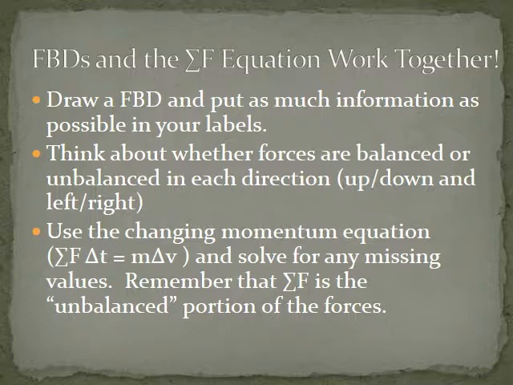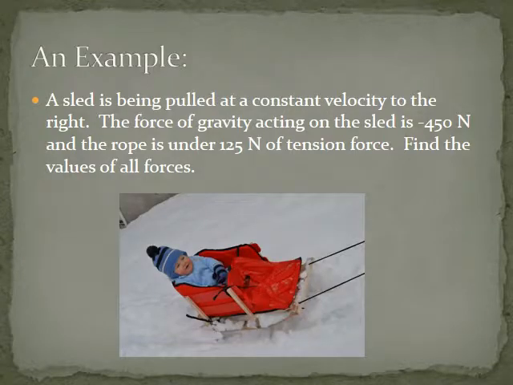Then you'll use the changing momentum equation, sigma F delta t equals m delta v, to solve for any missing values. Don't forget that when you look at your free body diagram, sigma F is just the leftover portion of the forces, not any of the forces on their own. So let's go through a couple challenging example problems.